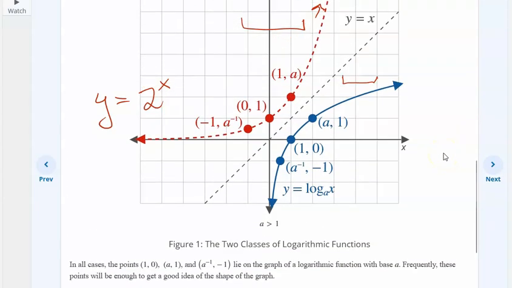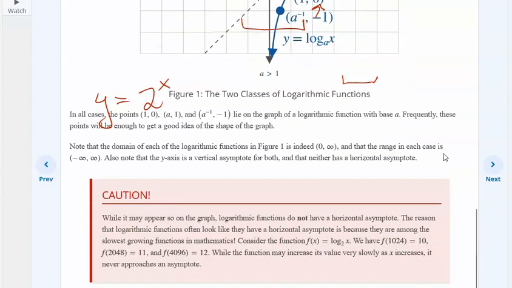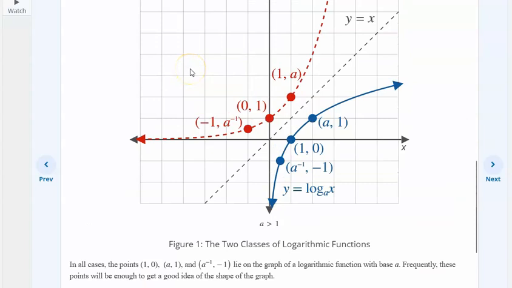All right. So you're pausing, getting some good notes. And then we want you to pause and read this caution here. I'll clear it up for you. Now, remember the domain and range of these. Let's just review that.